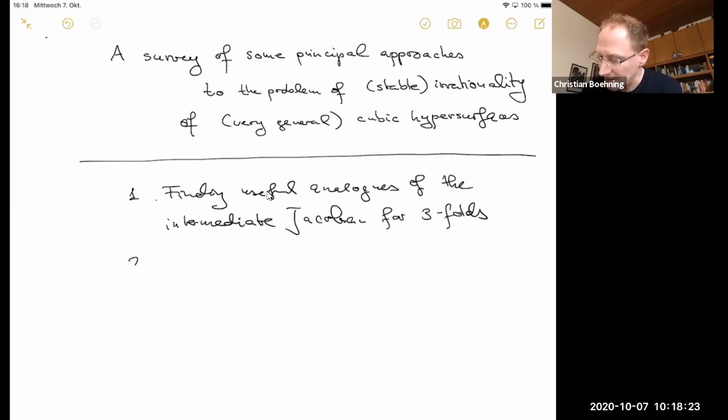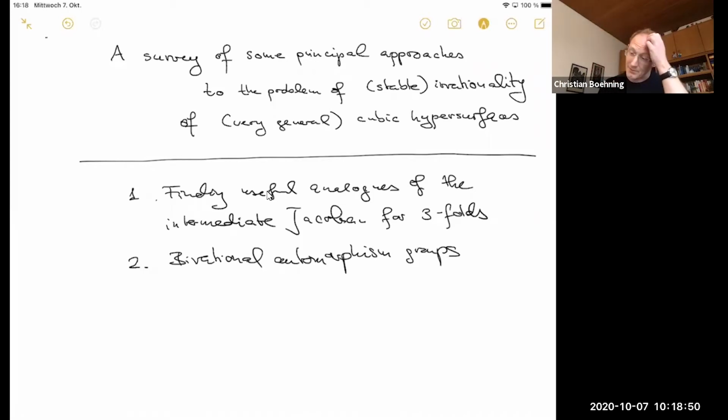And the second, I'll say a little bit about birational automorphism groups. So these are all very well-known techniques to prove irrationality for various classes of rationally connected threefolds. Certainly this Noether-Iskovskikh-Manin method was quite successful, also in higher dimensions, to establish birational rigidity and irrationality in various situations. So I'll say a very few words about birational automorphism groups of cubics.